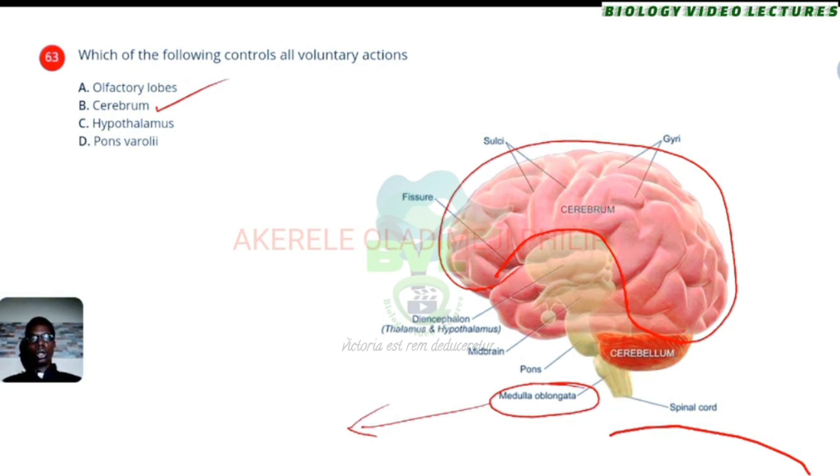Olfactory lobes is for smell, right? Hypothalamus controls water balance as well as temperature regulation and some other involuntary actions, while pons varolii just connects the two halves of the cerebellum together. I said cerebellum, not cerebrum, please. Cerebrum is connected by corpus callosum.